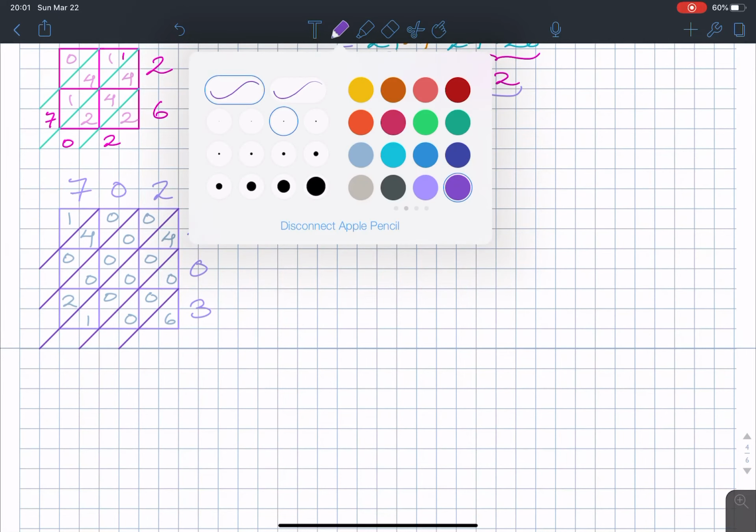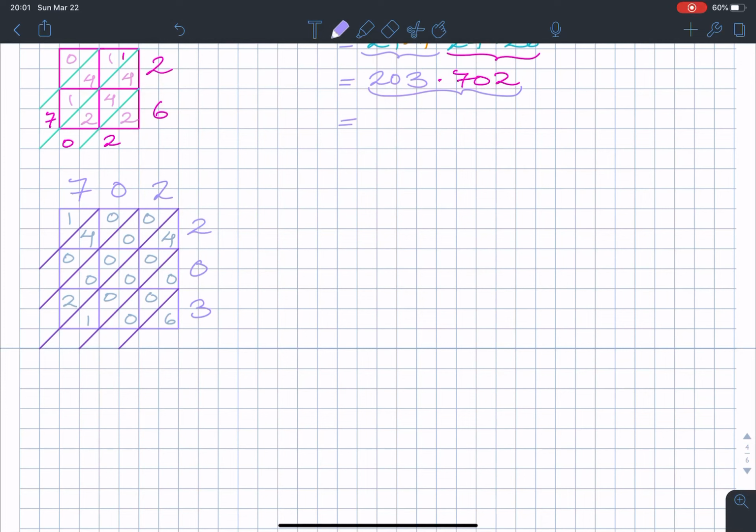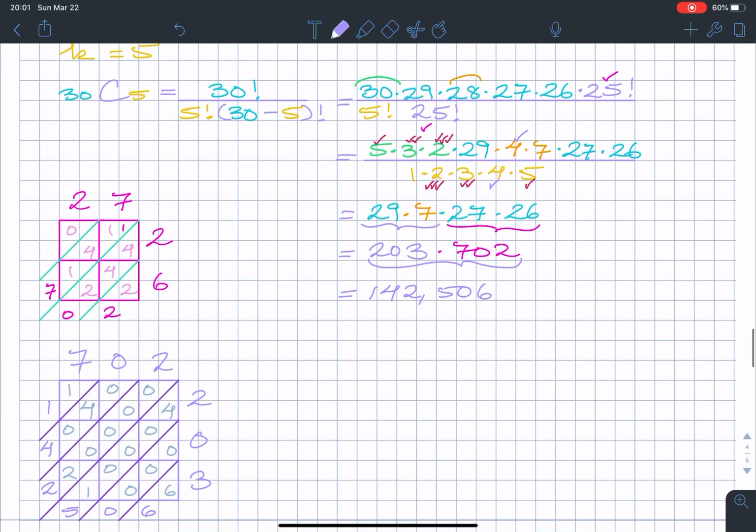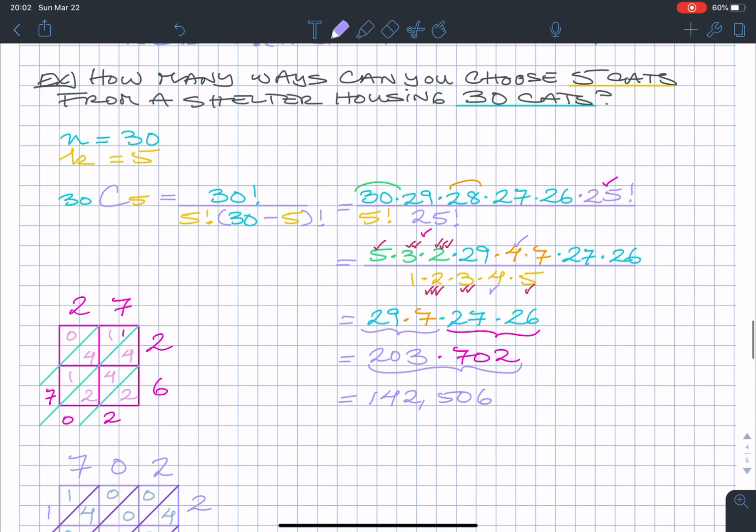Okay, so let's see what we get. Okay, so we have 6 in the first column, 0 in the next one, 5 in the next column, 2 in the next, 4, and then 1. So I claim all of this is 142,506. Okay, hopefully you had as much fun as I did doing this.